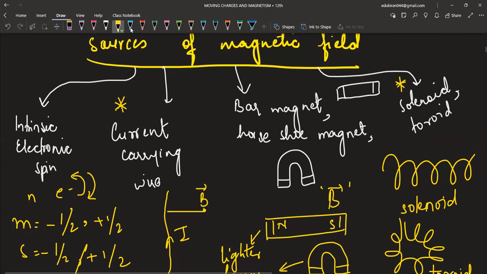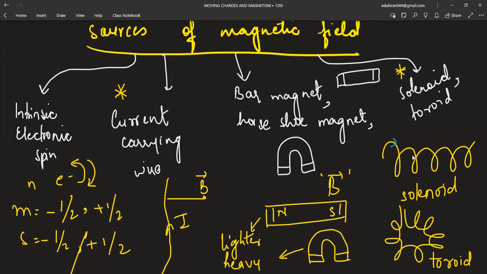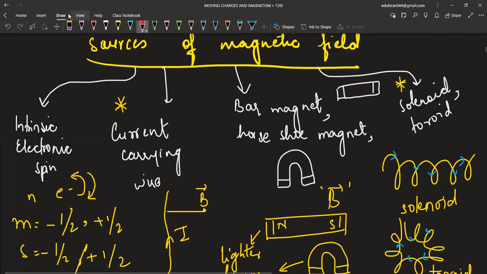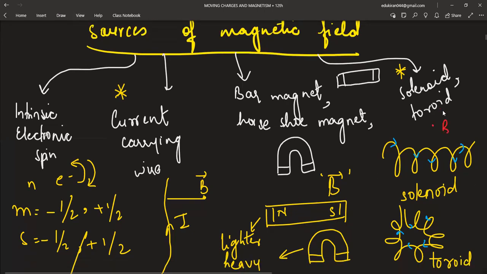Within them also, current will be flowing, and at points it will be generating magnetic field. So basically you have these many sources where magnetic fields are generated: intrinsic electronic spin, current carrying wire, bar magnet, solenoid, and toroid. All these things should be clear to you.